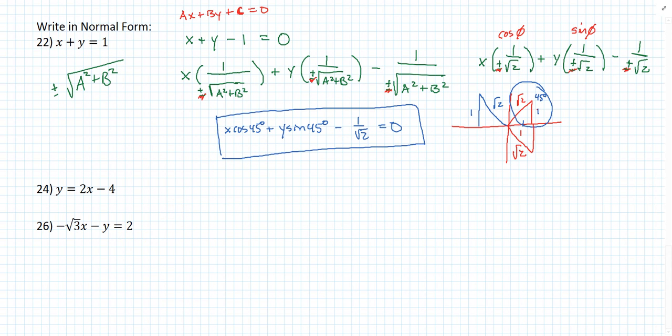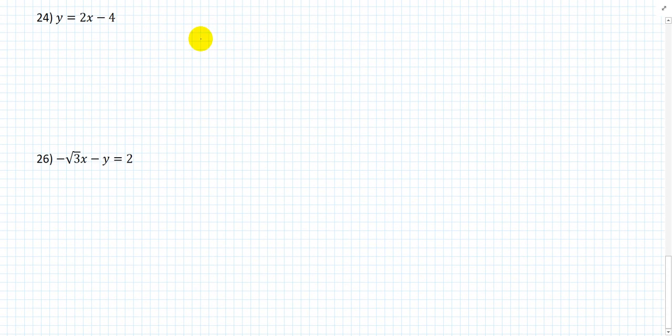All right, let's do it for 24 now. Get some space here. I'm going to try to go a little bit faster so that hopefully it'll become an easy problem for you. But let's go ahead and move the 2x over, so I have negative 2x plus y plus 4 equals 0.